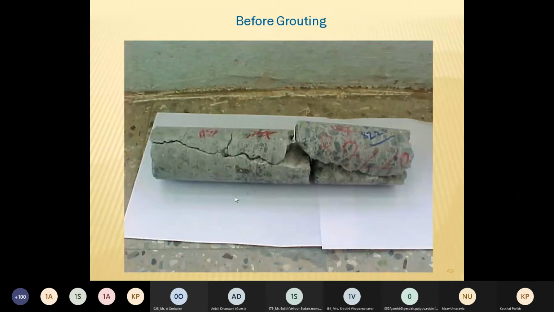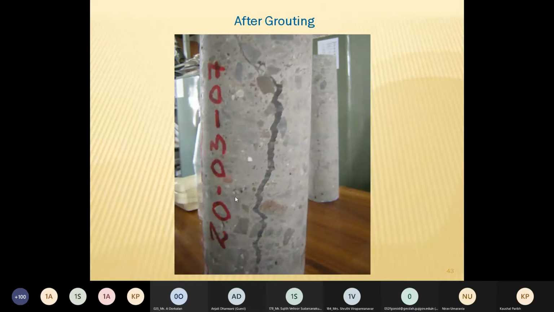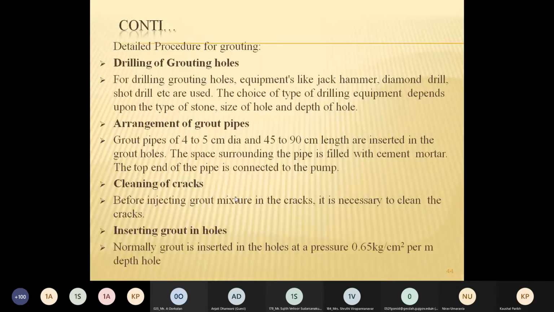One image is before grouting and the other is after grouting. Now, the detailed procedure of grouting is followed in the following ways. The first is the drilling of grouting holes. That is, to apply the grouting, we have to drill certain holes with a certain strategy. For drilling grouting holes, equipment like the jackhammer, diamond drill, shot drill, etc. can be used, and the choice of the type of drilling equipment depends upon the type of stone, size of hole, depth of hole, etc.